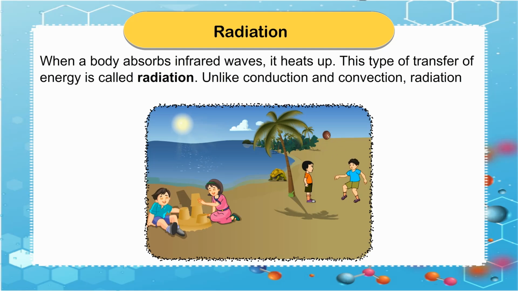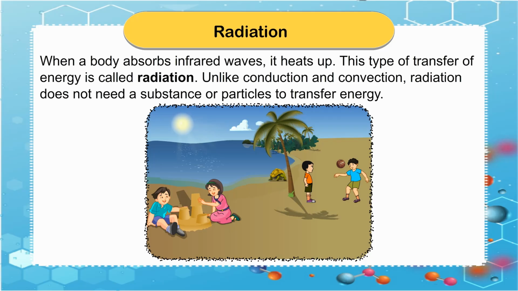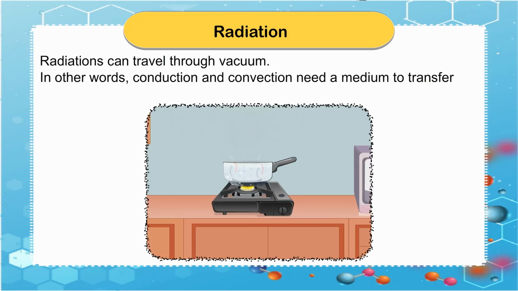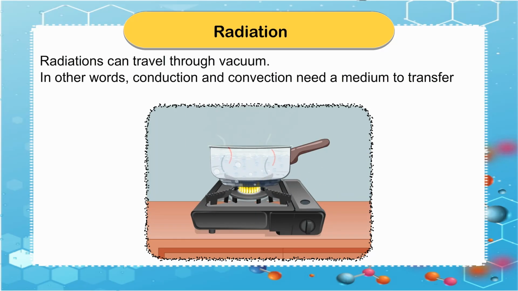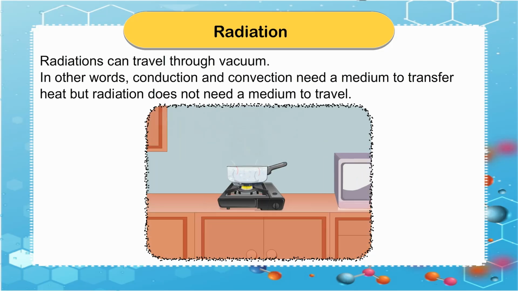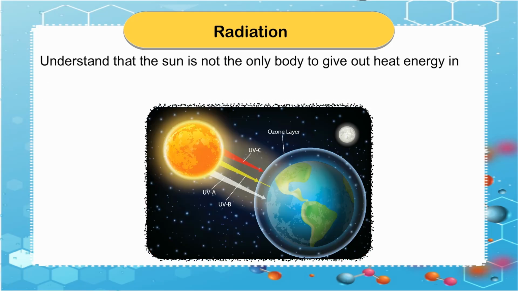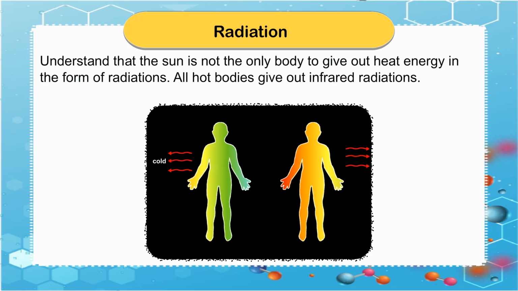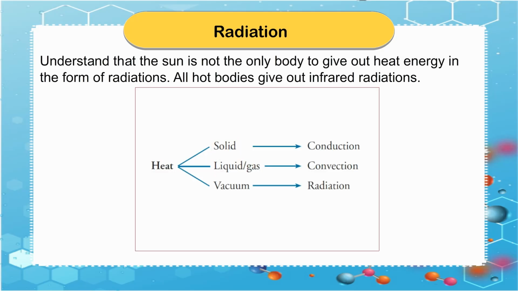Unlike conduction and convection, radiation does not need a substance or particles to transfer energy. Radiations can travel through vacuum. In other words, conduction and convection need a medium to transfer heat, but radiation does not need a medium to travel. Understand that the sun is not the only body to give out heat energy in the form of radiations. All hot bodies give out infrared radiation. Heat, solid, liquid, gas, vacuum, conduction, convection, radiation.